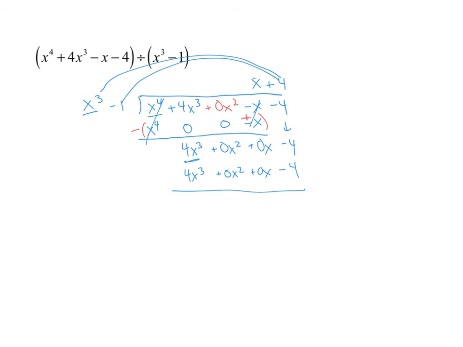and I subtract. So 4x to the third cancels. That's nothing, and actually this cancels as well. We end up with 0, which means that there's no remainder, or that x to the third minus 1 divided into that expression evenly without a remainder. So our final answer is just x plus 4.